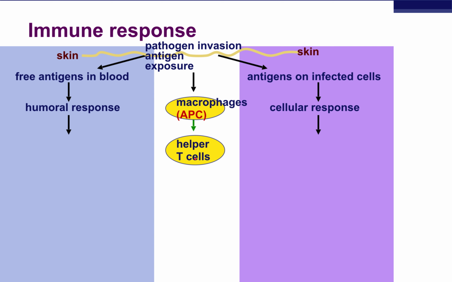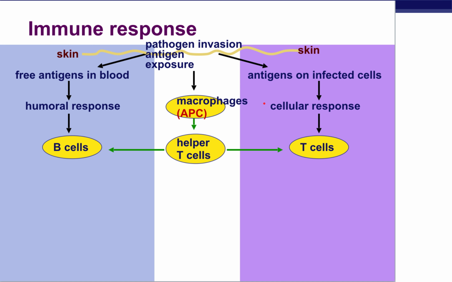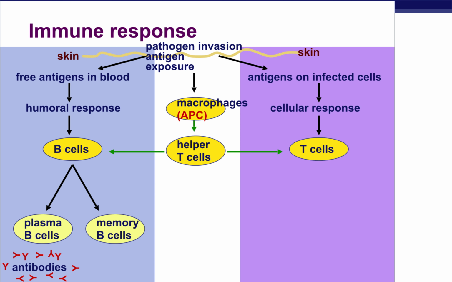And your helper T cells are going to go in and help make your cellular response and your humoral response extra good by activating the B cells and T cells that are critical to them. And those B cells for your humoral response are going to make the antibodies you need through their plasma cells, and they'll have some memory cells just in case you get reinfected in the future.